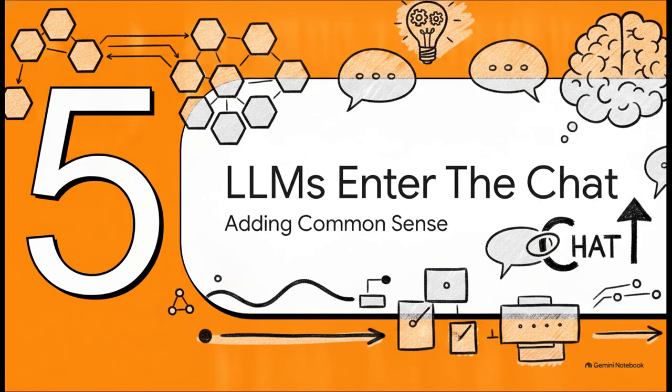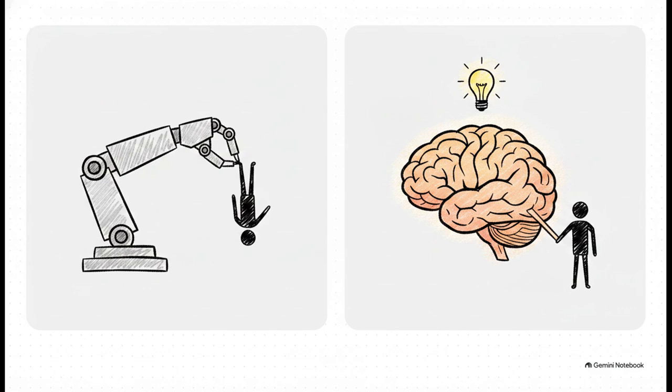Next up, Section 5. LLMs enter the chat. We're injecting a little common sense into our synthetic data. Because, look, as absolutely incredible as diffusion models are, they lack something fundamental: common sense. A diffusion model is really just looking at numbers. It might perfectly recreate a statistical distribution, but accidentally create a patient record where the person's age is -5.